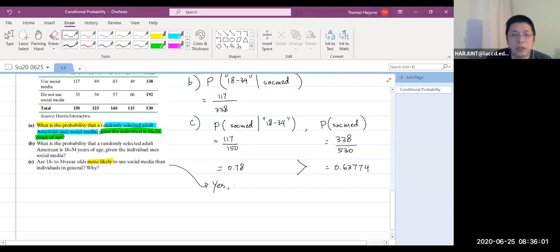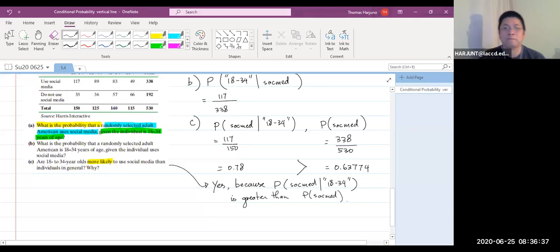Okay, and the reason is because you give this argument: the probability of the portion of that age group to use social media is greater than the probability of the general people, the general group, using social media.